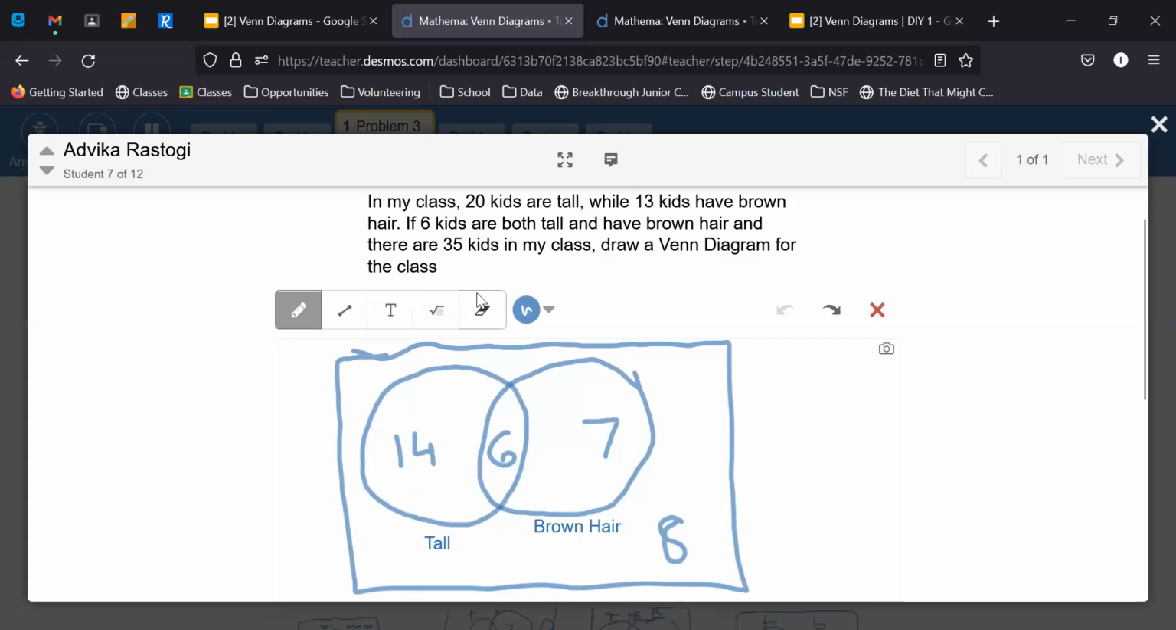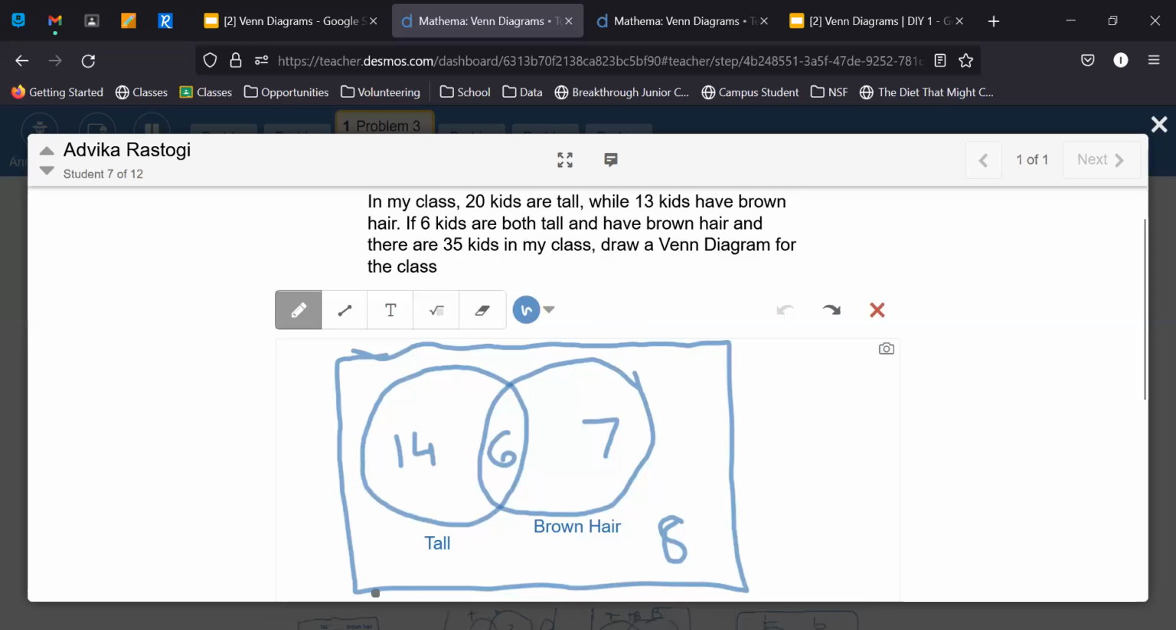And then we also know that there are 13 kids that have brown hair, right? And we know that there are 6 kids in the intersection, right? So we do 13 minus 6 to find the number of kids who only have brown hair. And that would be equal to 7 kids, right? And we can add those up to find out how many kids are tall and or have brown hair. So we get 27. And we know that there are 35 total kids in my class, right? So if there are 35 total kids and we only have accounted for 27, that means that there are 8 kids we haven't accounted for.